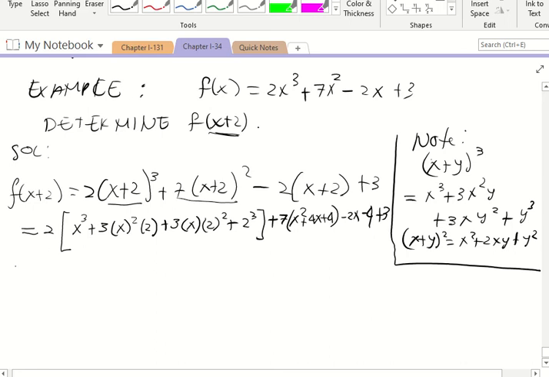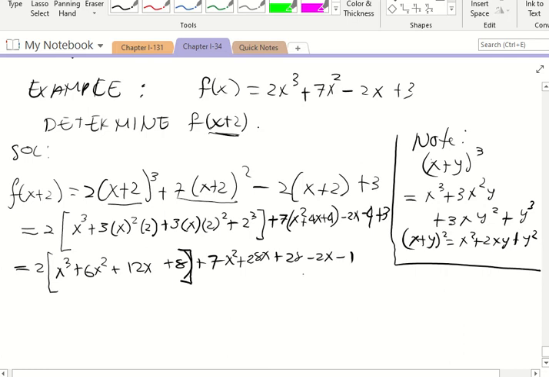Then if we simplify this one, we will have 2 times x cubed. 3 times 2 is 6x squared plus 3 times 2 squared, that's 12x. Then plus 2 times 2, 4, times 2, 8. Then 7, we distribute 7, so 7x squared plus what? 7 times 4, it's 28x plus 7 times 4, it's 28, minus 2x, negative 4 plus 3 is minus 1.